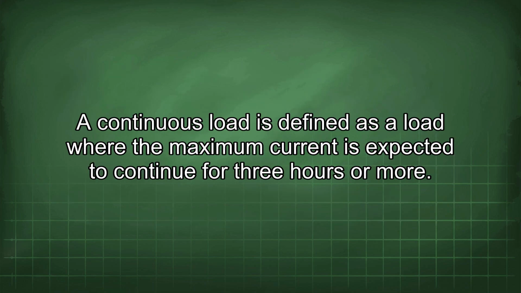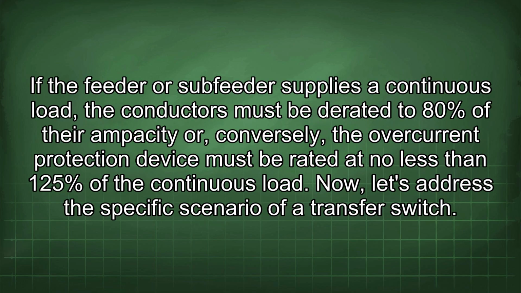A continuous load is defined as a load where the maximum current is expected to continue for 3 hours or more. If the feeder or subfeeder supplies a continuous load, the conductors must be derated to 80% of their ampacity, or conversely, the overcurrent protection device must be rated at no less than 125% of the continuous load.